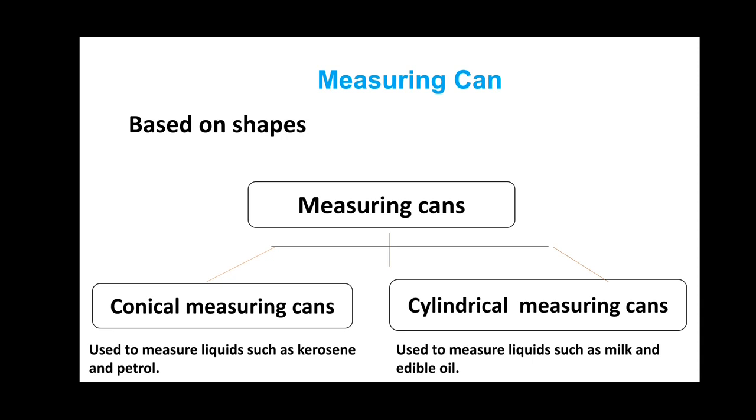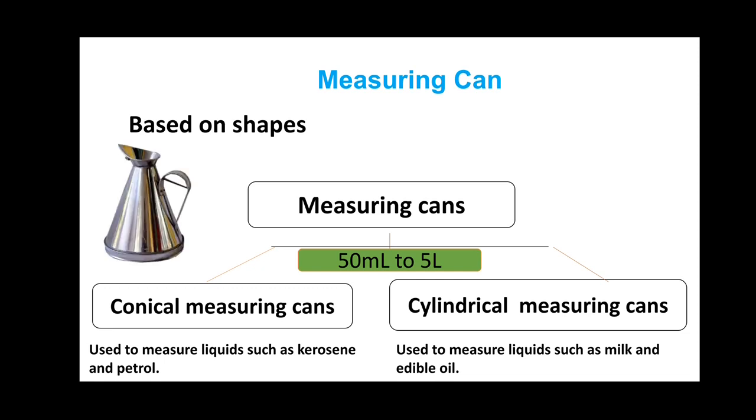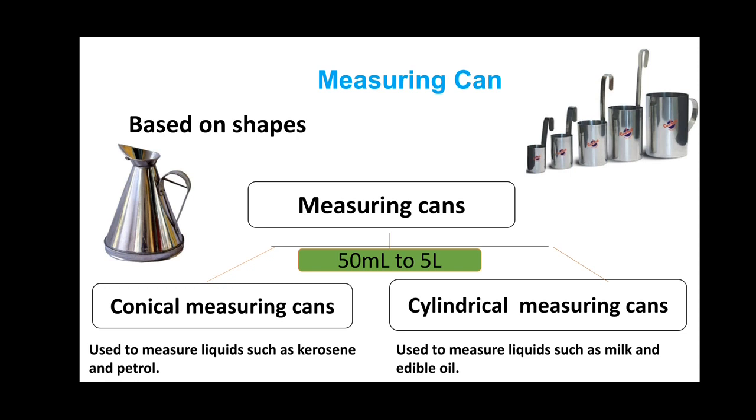Measuring cans are available in different capacities such as 50 ml, 100 ml, 200 ml, 500 ml, 1000 ml, up to 5 liters. So we can say that the range of measuring cans is from 50 ml to 5 liters. ml stands for milliliter and L stands for liter. This is a kind of conical measuring can and this is a kind of cylindrical measuring can.